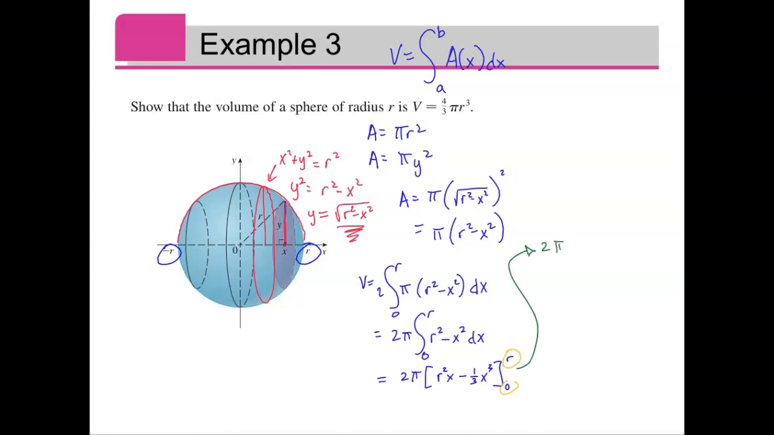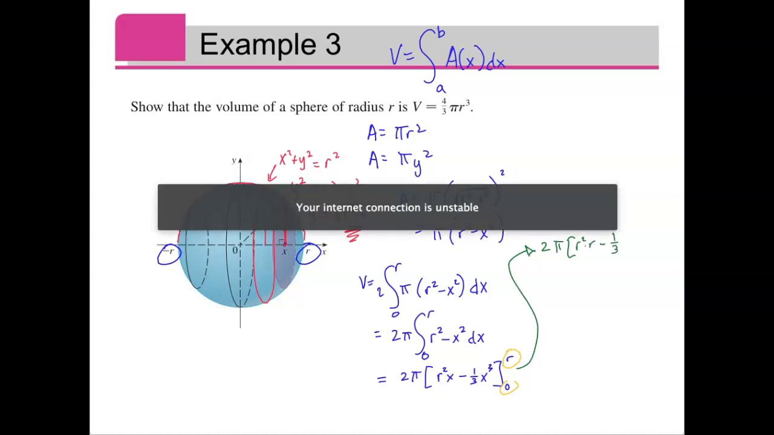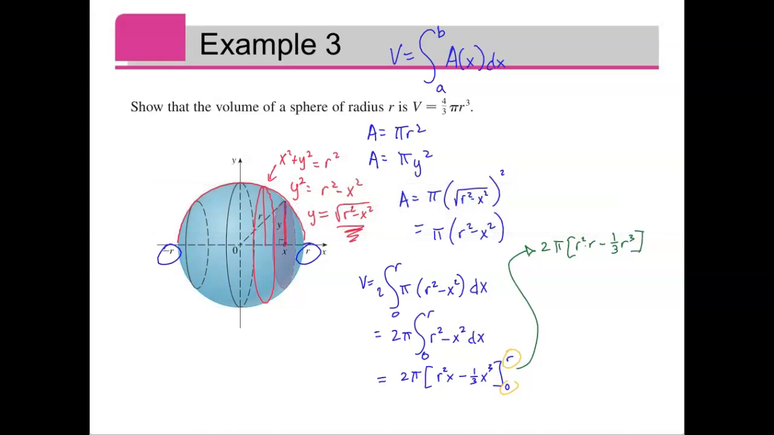So doing that, we get 2 pi. When I plug in r for x, I have r squared times r minus 1/3 r cubed. When I plug in 0, I'm just going to get zeros. So I just need to simplify this. 2 pi times r cubed minus 1/3 r cubed. What's r cubed minus 1/3 r cubed? 2/3 r cubed. What's 2 pi times 2/3 r cubed? 4/3 pi r cubed, aka the volume of a sphere.